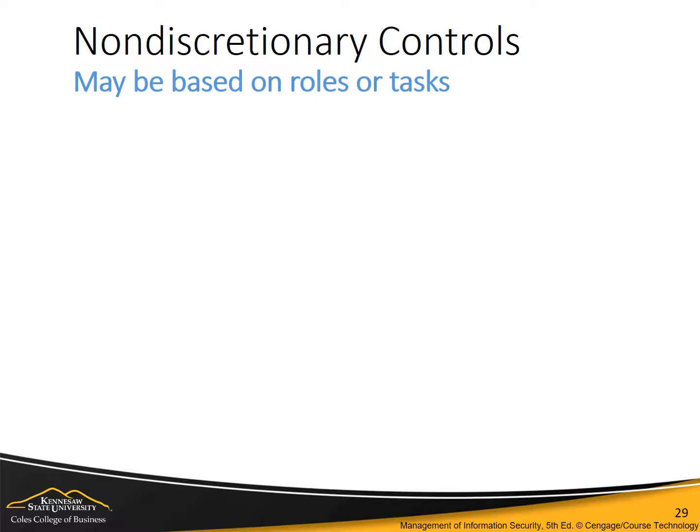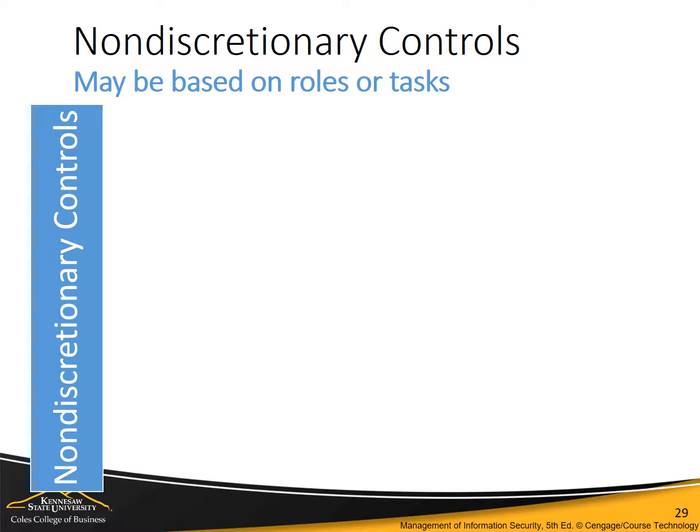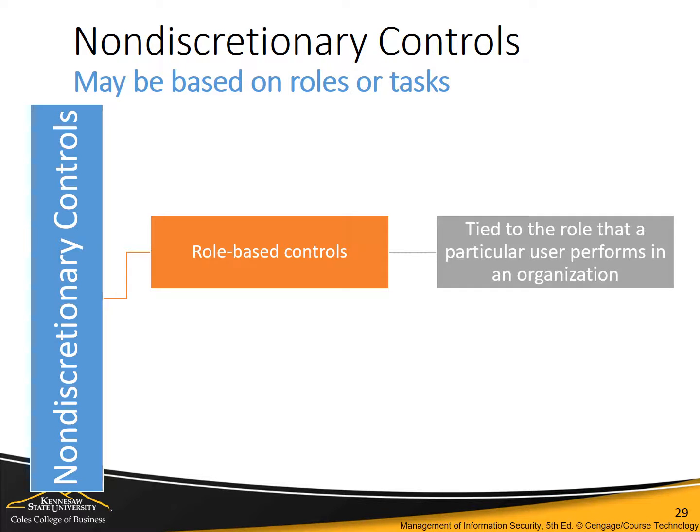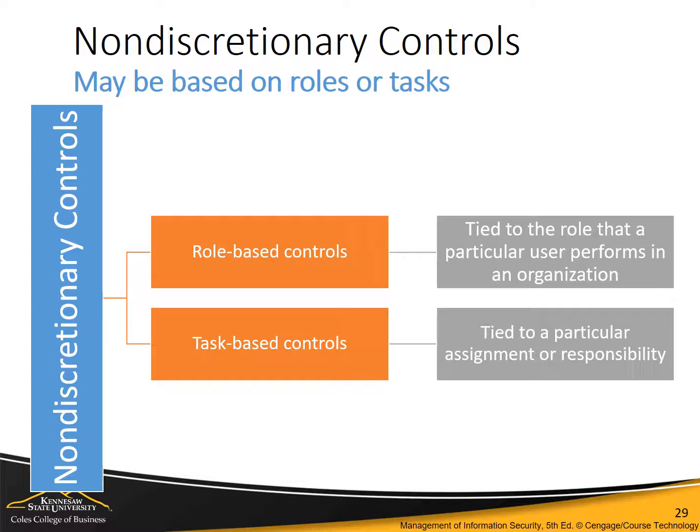Non-discretionary controls are determined by a central authority in the organization and can be based on roles, called role-based access controls, or RBAC, or on a specified set of tasks, in which case they're called task-based controls. Role-based controls are tied to the role that a particular user performs in an organization, whereas task-based controls are tied to the particular assignment or responsibility.